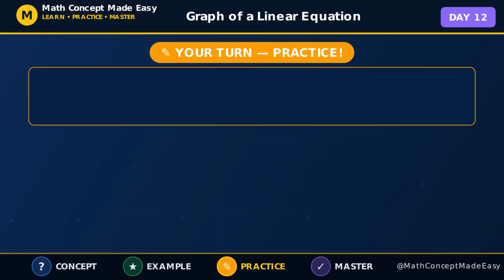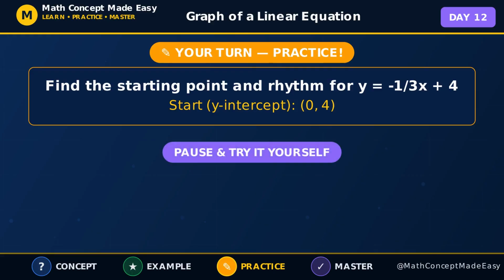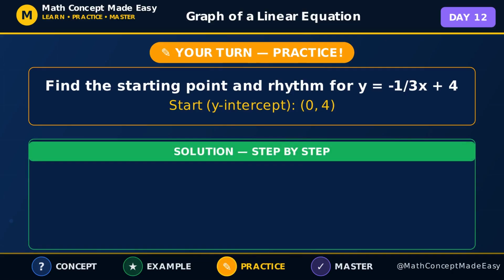Time to try it yourself. Here is your practice question. Find the starting point and rhythm for y equals 1 over 3x plus 4. Start, y-intercept, (0, 4). Pause the video now, or take a few seconds with me.